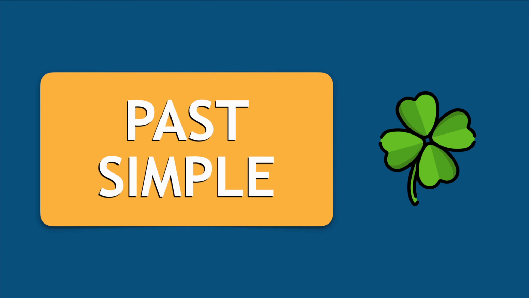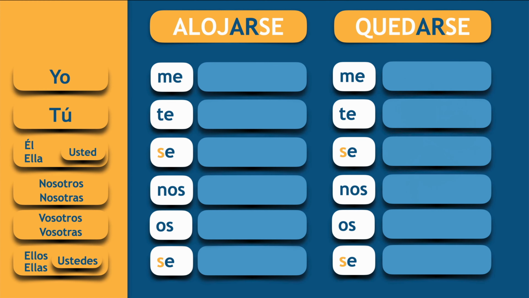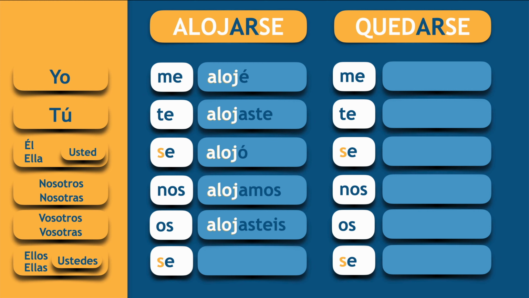The past simple. For the past simple, it will obviously be the same. You just need the right endings for the past. Yo me alojé. Tú te alojaste. Él, ella, usted se alojó. Nosotros, nosotras nos alojamos. Vosotros, vosotras os alojasteis. Ellos, ellas, ustedes se alojaron.